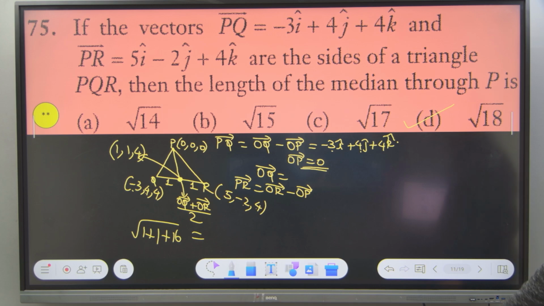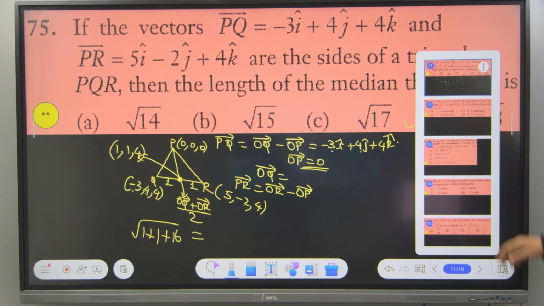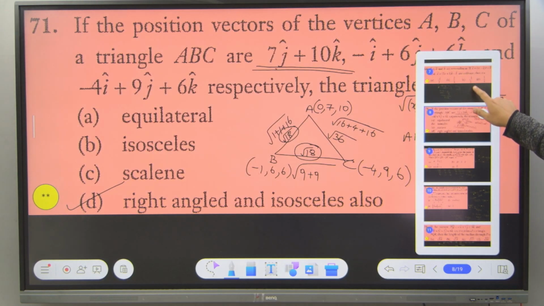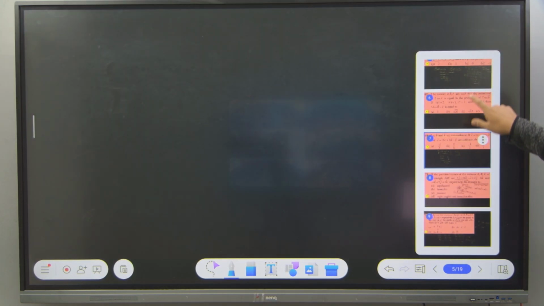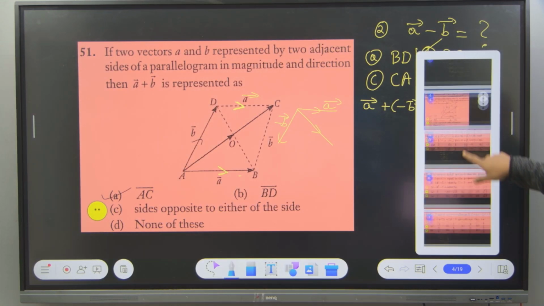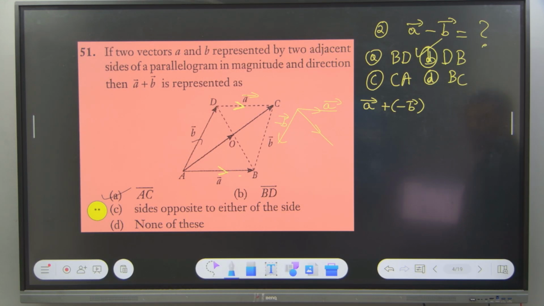Okay. So how many problems did we solve? Let's count and we'll stop. 1, 2, 3, 4, 5, 6, 7, 8. In the first one we solved 2 problems, right? So 8 questions we did.